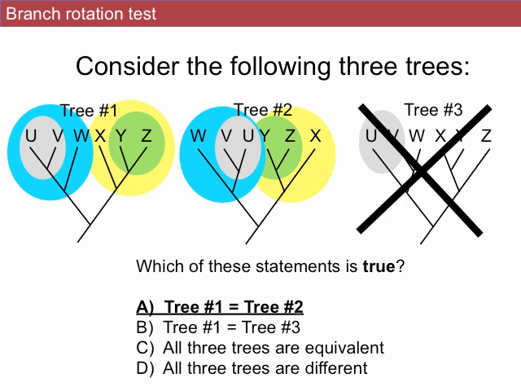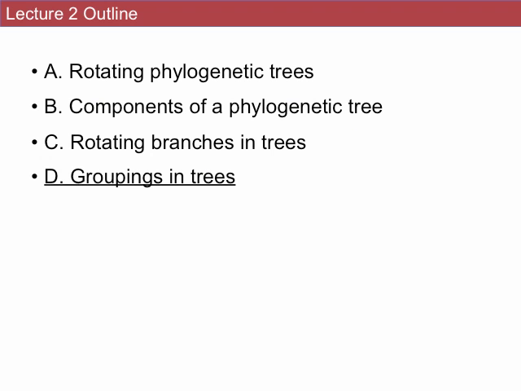Here's another node: U, V, and W in each tree. So even tree 3 has the same descendants from that node. But if we go up to this node, now we have U and V. Can we find a node like that in the other tree? There's U and V here, and we can't find a node like that in tree number 3. So they're different.